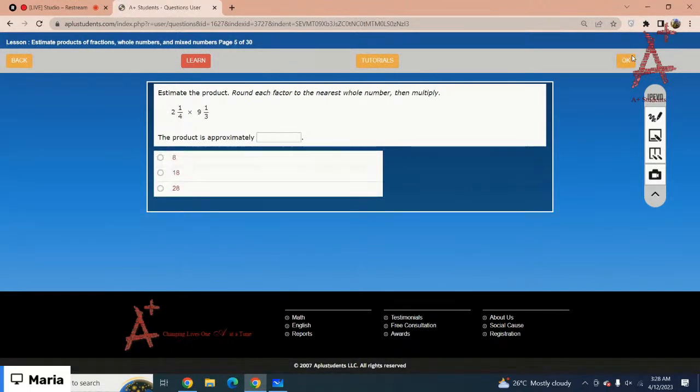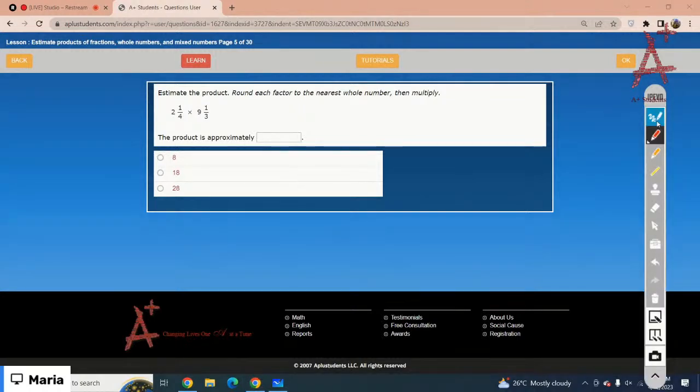Okay, 2 whole 1 over 4 times 9 whole 1 over 3. Okay, round each factor to the nearest whole number. Got it? 1 over 3 is less than 0.5. Got it? So it would be rounded to 9. Also, 1 over 4 is less than 1 over 2. So you have to round to 2. So it would be 9 times 2. So which is the correct option?